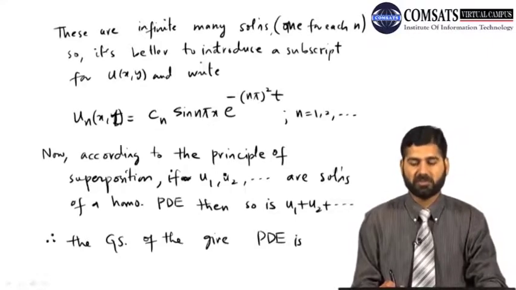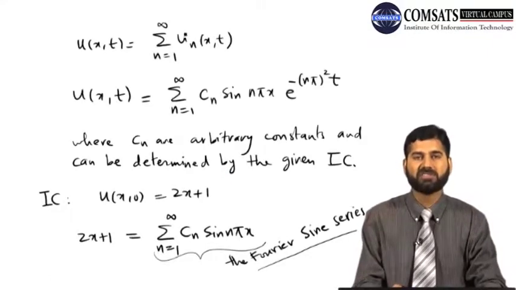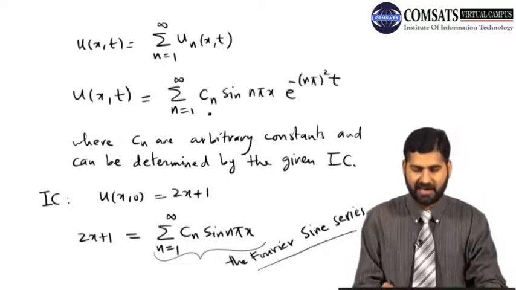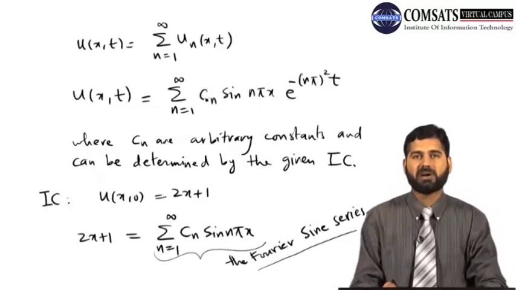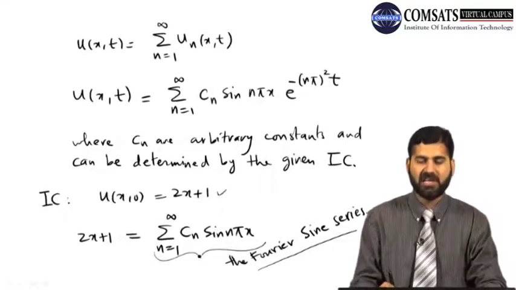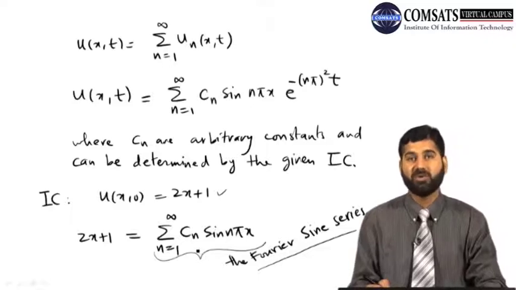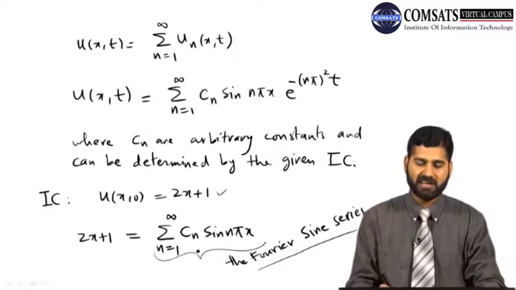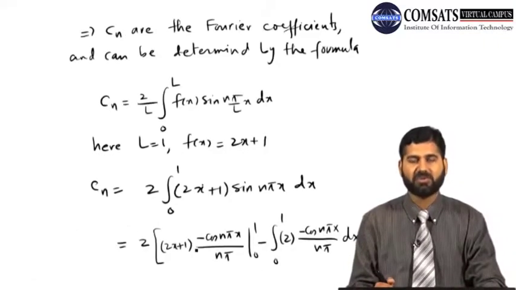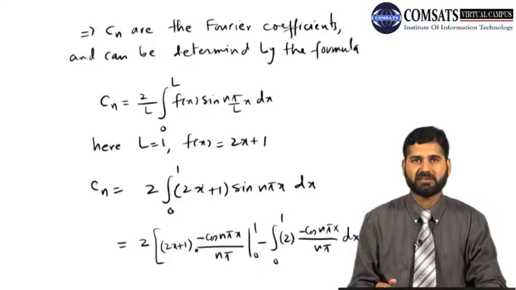By using the principle of superposition, we said the sum of all these solutions will be your general solution. And here c_n are still unknown coefficients, but I was left with one initial condition. I used that initial condition. I got a Fourier series, and we studied this Fourier series in the whole previous lecture. I can easily find the values of c_n to get the answer.